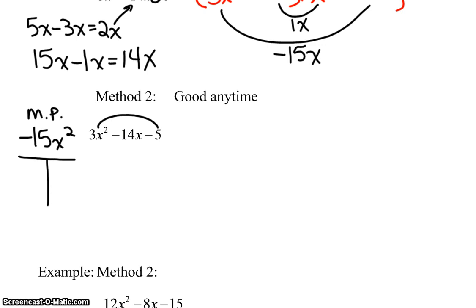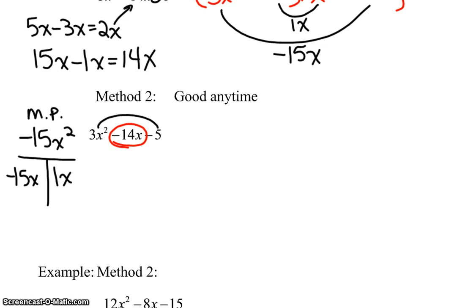Now what I'm looking for is two numbers that multiply to that and add to that minus 14x in the middle. And the two numbers that would do that are a minus 15x and a positive 1x. Now I'm ready to start figuring out my factors.